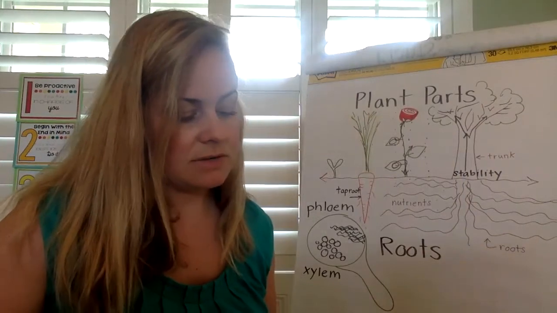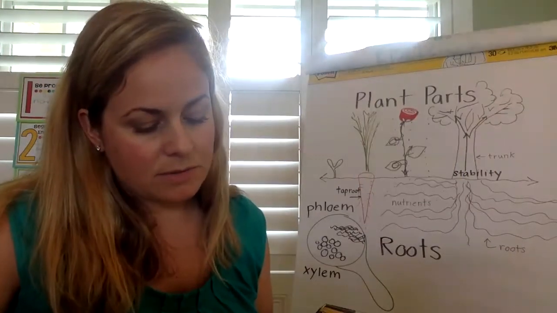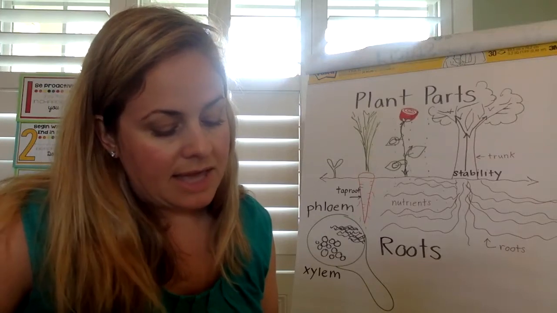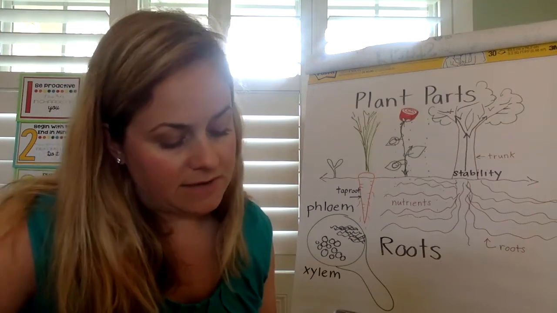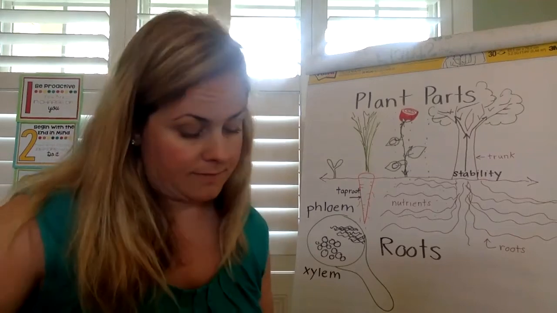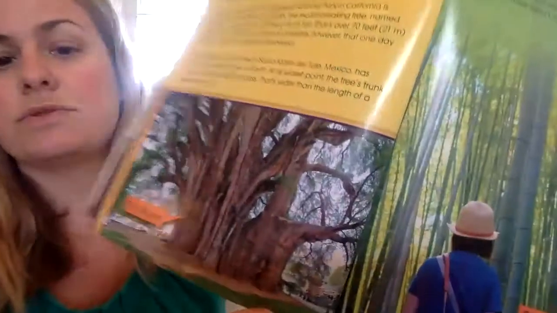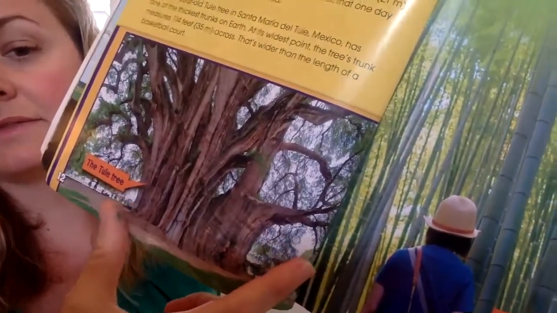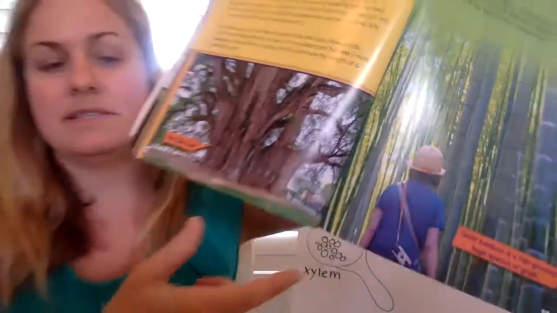The 2,000-year-old tule tree in Santa Maria del Tule, Mexico, has one of the thickest trunks on Earth. At its widest point, the tree's trunk measures 114 feet across. That's wider than the length of a basketball court. And here they have a picture of that tree, the tule tree here in Mexico. Do you see how wide it is? That is the trunk, the stem of the tree.